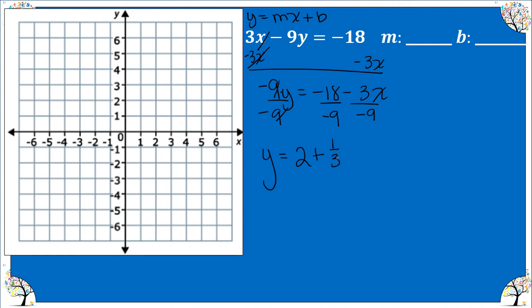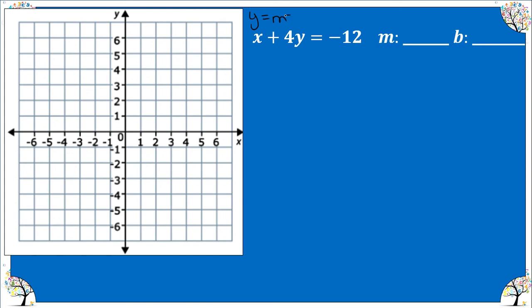That simplifies to 1/3 with our x. I'm going to rewrite it so the slope is in the front and our constant is in the back. So our slope is up 1 and right 3, starting at 0, 2. So we start at 0, 2, and we go up 1 and right 1, 2, 3, up 1 and right 1, 2, 3. Then we're going to go back to our initial value and we're going to go down 1 and left 1, 2, 3, down 1 and left 1, 2, 3. And then here is that equation. Y equals 1/3 x plus 2.